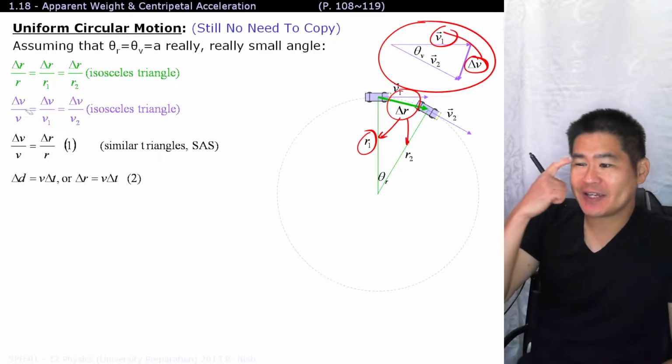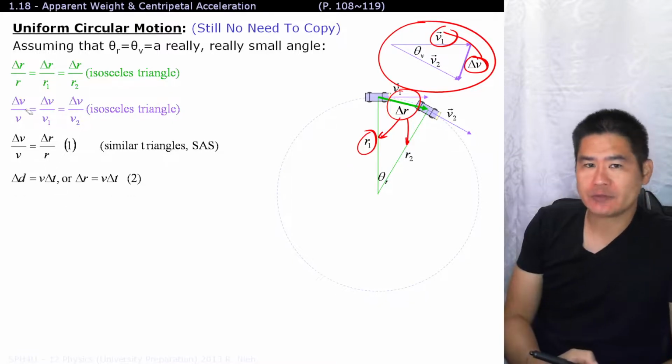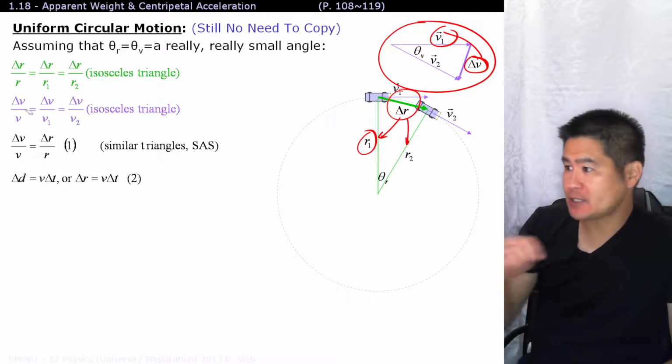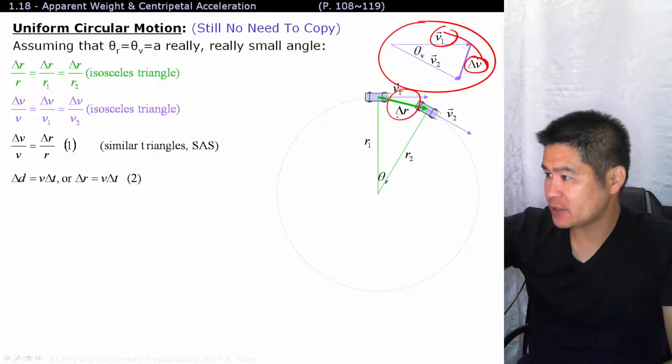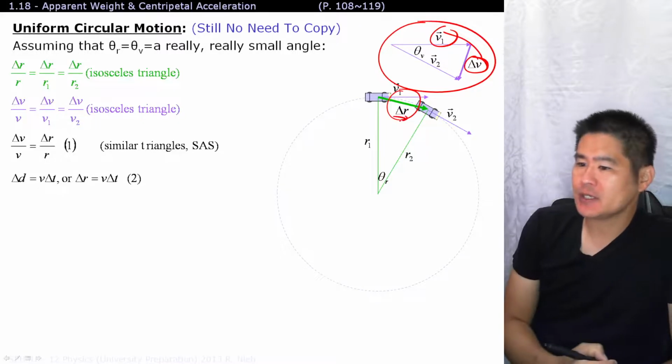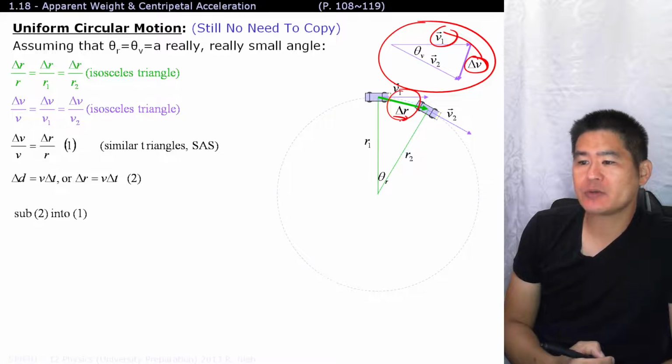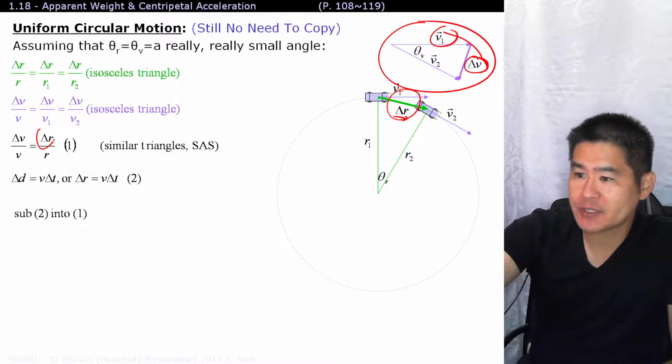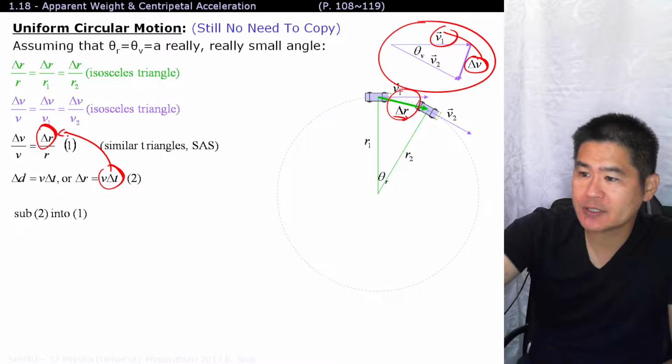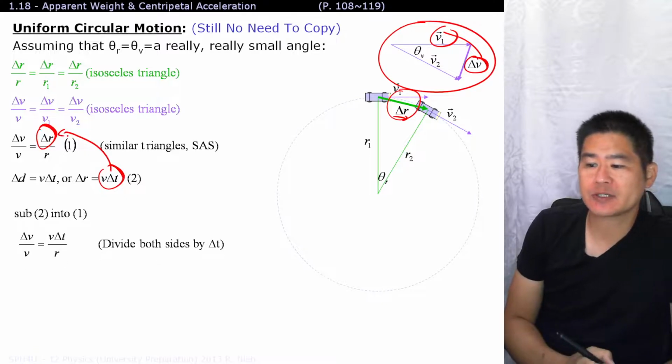Next, we're going to take our calculation of kinematics. If distance is equal to speed times time, in this case our distance, delta R, is equal to speed times time. Then we can sub that into equation number 1. We're going to replace this delta R with V delta T, and it'll look something like this.